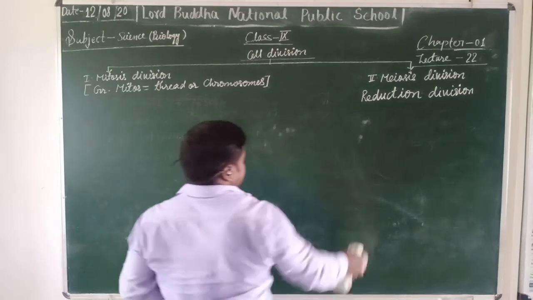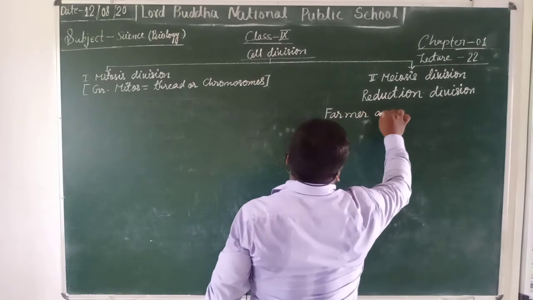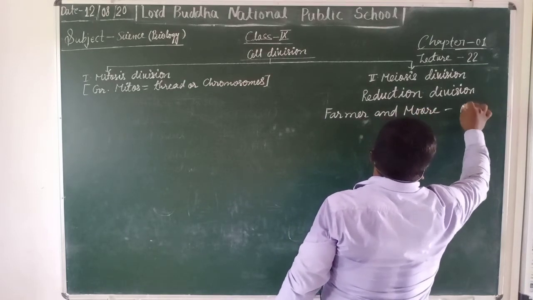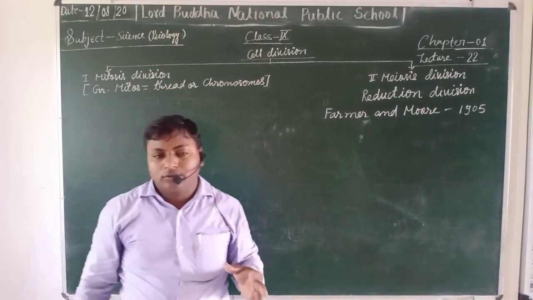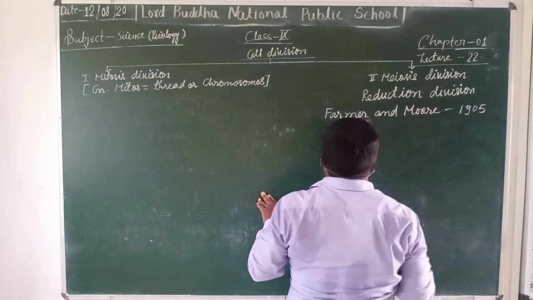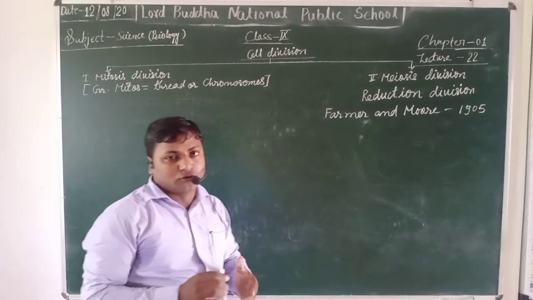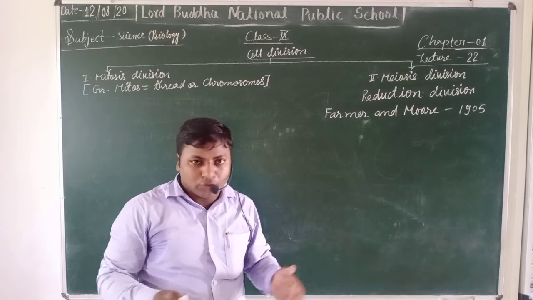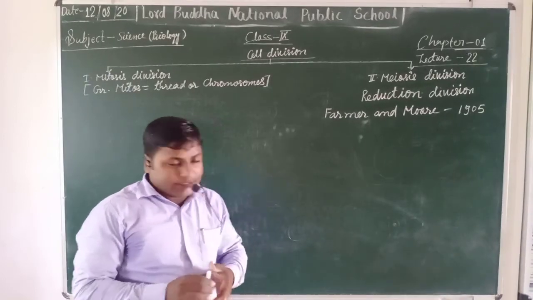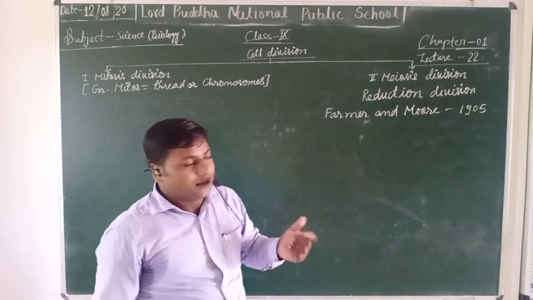Students, it was first reported by two biologists, Farmer and Murray, in 1905. This type of cell division is found in the reproductive cells, and that's why it helps in the formation of gamete cells. The gamete cells possess half sets of chromosomes, and when two gamete cells fuse to form a zygote during fertilization, they achieve the diploid set of chromosomes that helps in maintaining the progeny generation after generation.